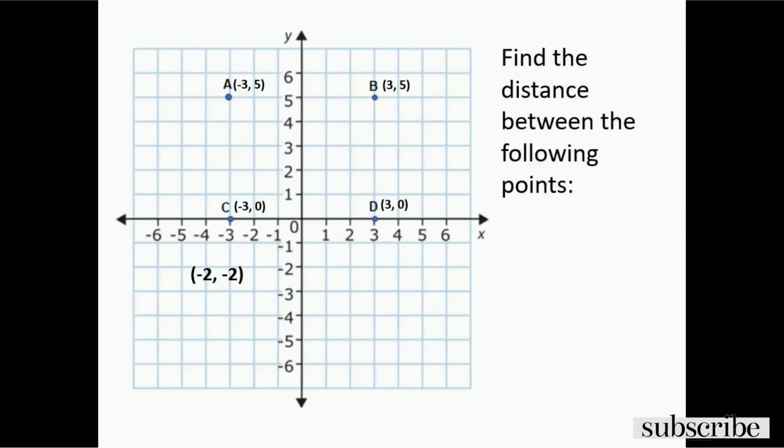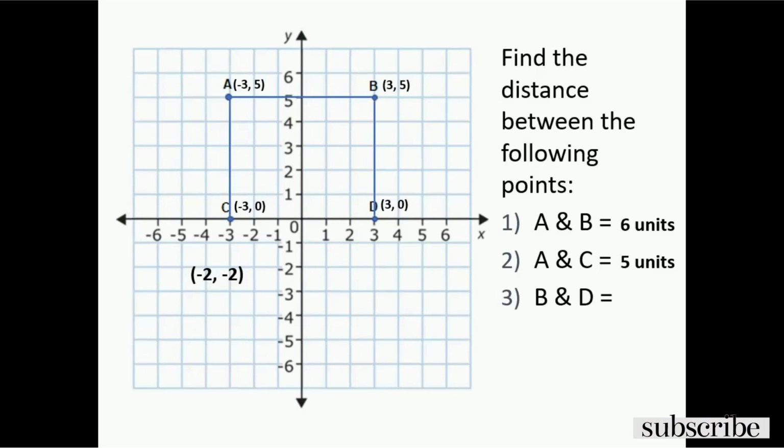Let's try to find the distance between the following points. Point A and B. What is the distance? Yes, you're correct. It is 6 units. What about point A and C? You're right. It is 5 units. What about B and D? Yes, you're correct. It is 5 units. What about C and D? You're correct. It is 6 units.